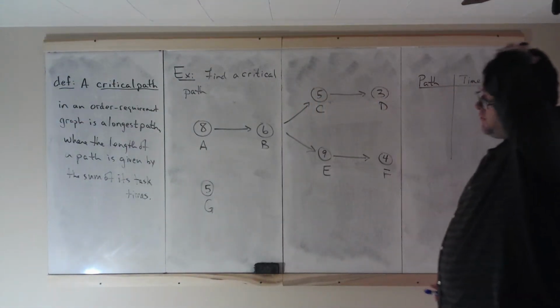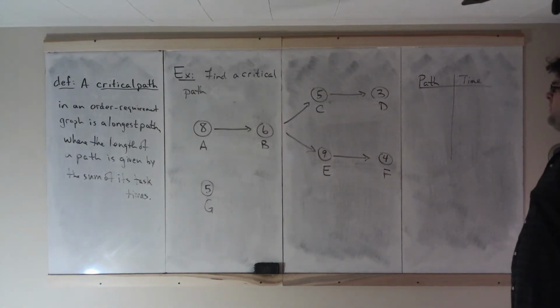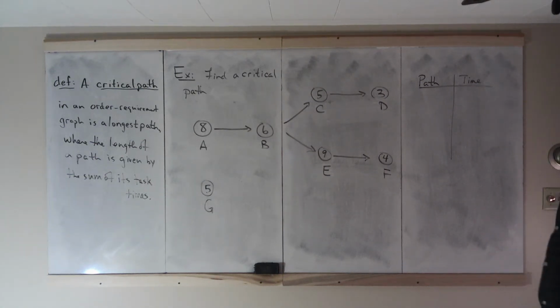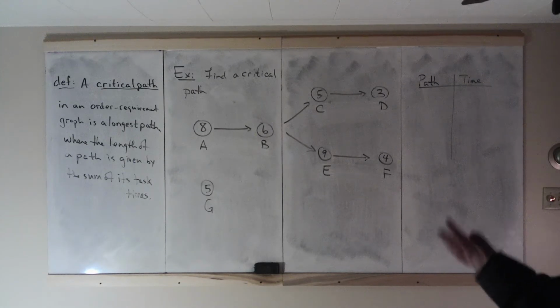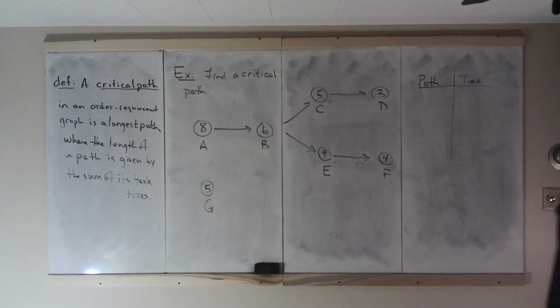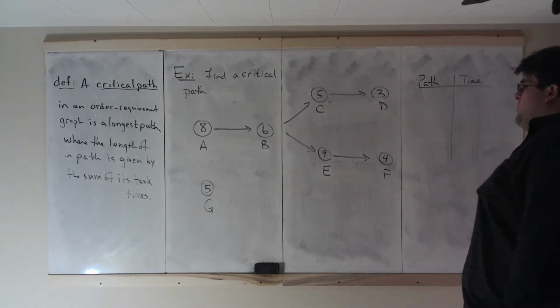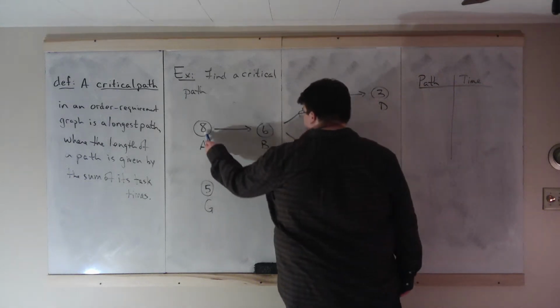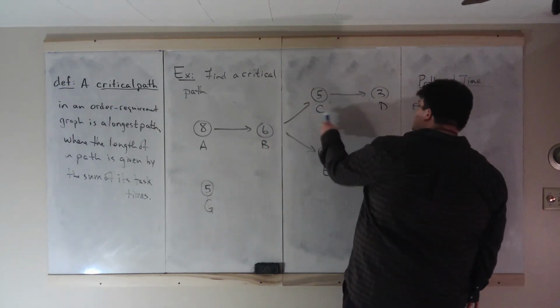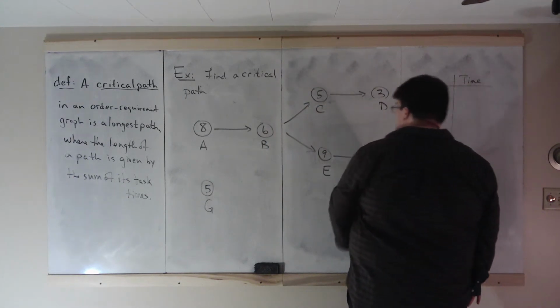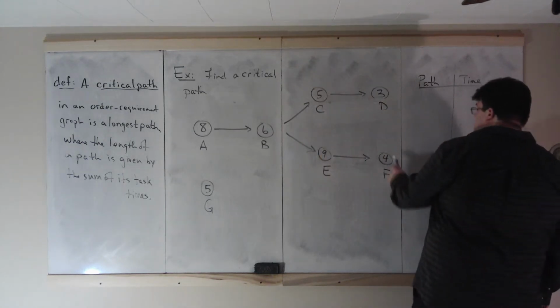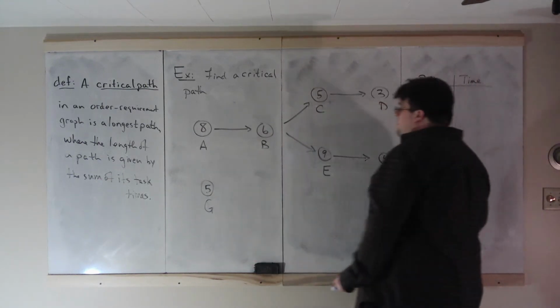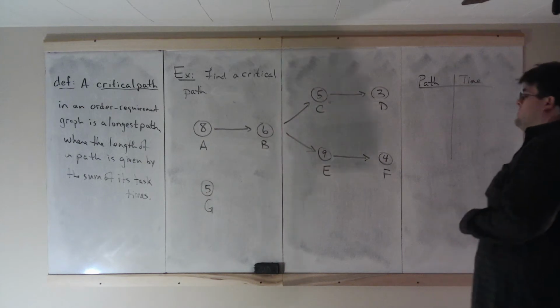So we're going to do 3 examples. And the way we're going to do these is by listing out all the paths. And in listing them out, we have to be careful that we're not jumping over any. So find a critical path. Here we have 7 tasks. Task A takes 8 minutes, B takes 6 minutes, C takes 5, D takes 3, E takes 9, F takes 4, and task G over here all by itself takes 5 minutes.